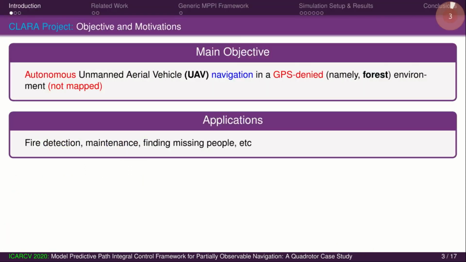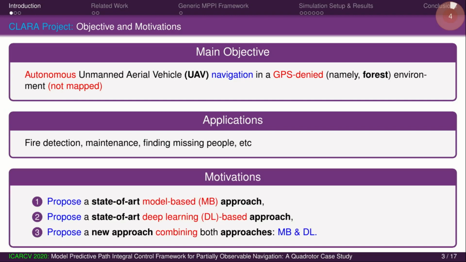Then I will conclude. In fact, this work is a part of Clara project, and the main objective here is to perform autonomous navigation of UAVs in GPS denied environments not mapped before, with the aim of finding missing people, fire detection and maintenance, and so on. Our main motivation here is to first propose a state-of-the-art model-based approach, followed by proposing a state-of-the-art deep learning-based approach, and finally propose a new approach combining both techniques.